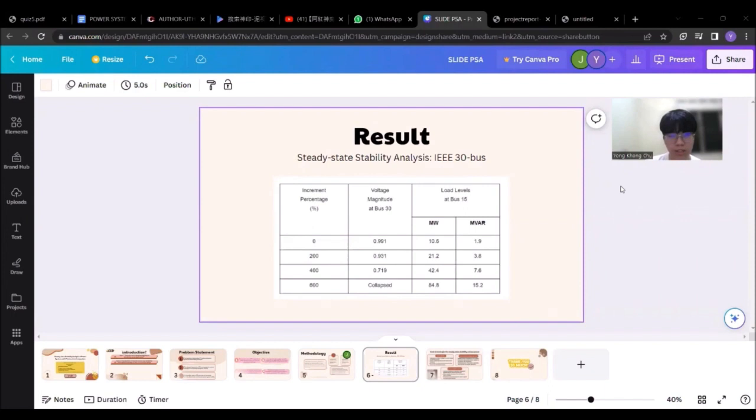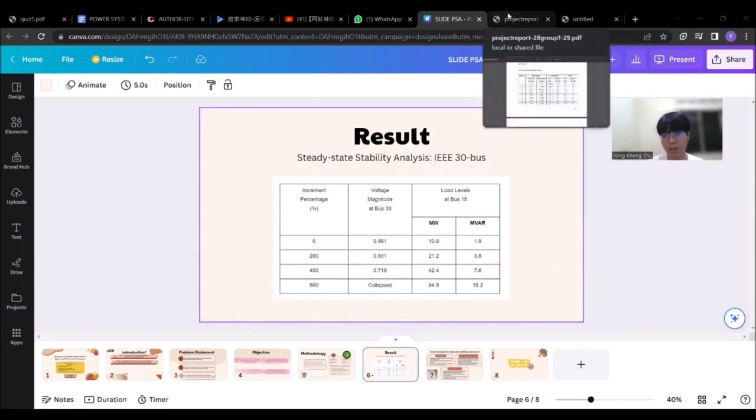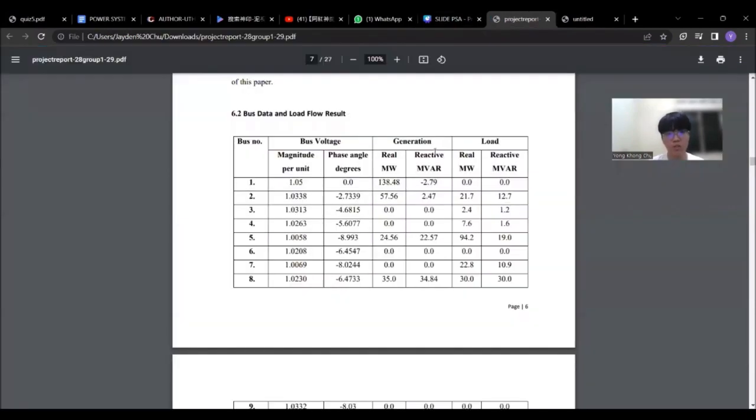Very good day to Dr. Emily, and I'm going to present the results of our PBL section. I'm going to present the steady state stability analysis, and our analysis is about the IEEE 30 bus system, with the reference that we got from an online book. This is the data of the IEEE bus system, showing the bus voltage, generation, and load, including the voltage magnitude per unit, the real power in megawatts, and the reactive power in MVAR.